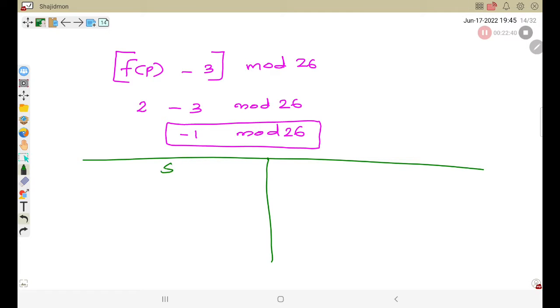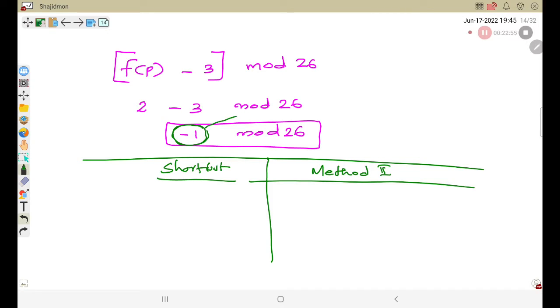Here also we can use the shortcut method or method 2, the original way. For example, the shortcut method works like this: for a negative number, add 26, adding, not subtracting. So we can write minus 1 plus 26, and you will get the letter.